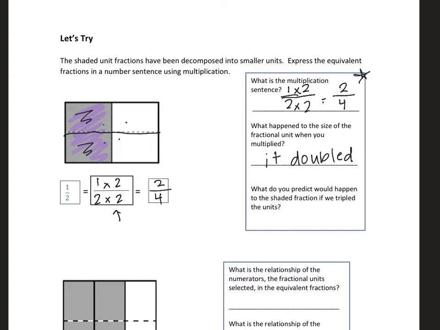And then what do you predict would happen to the shaded fraction if we tripled the units, right? Well, I know if we had 1/2 and we tripled them, that means we're going to multiply both by 3, because triple means to multiply by 3. So that would give me 3/6. So now the shaded fraction has tripled, right?